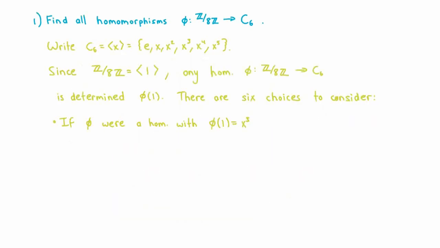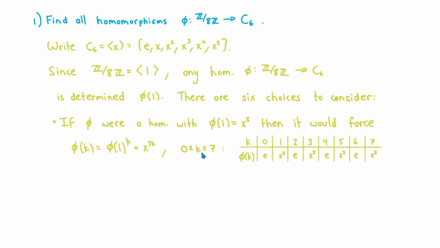The only case that remains to consider is the case when phi of 1 is x cubed. So let's try to determine whether or not this extends to a homomorphism from Z mod 8Z to C6. Well, if it were a homomorphism, then by property 1c, it would force phi of k to be phi of 1 to the k, which is x to the 3k for k going from 0 to 7. And here, if you like, we can make a chart of the possible values of phi of k for all of the elements of Z mod 8Z. Now, by the end of the video, you're going to have a better way to do this, but for now, you can just check directly that this does actually define a non-trivial homomorphism from Z mod 8Z to C6.